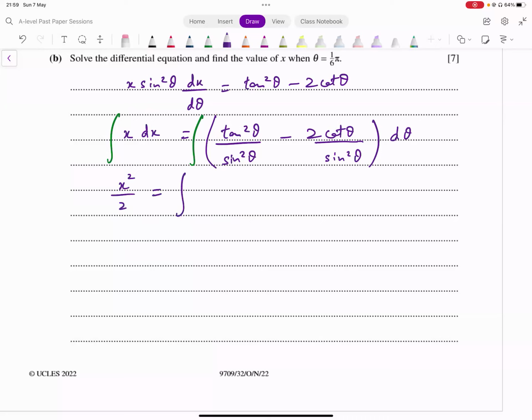राइट साइड पे you have first of all tan square over sin square. ये खुद से इंटीग्रेट करना है. You need to think about this. इसको क्या कर सकते हैं? It's a fraction. इस पे fractions वाले कोई भी rules नहीं apply होते.